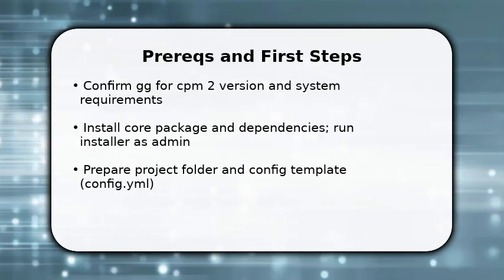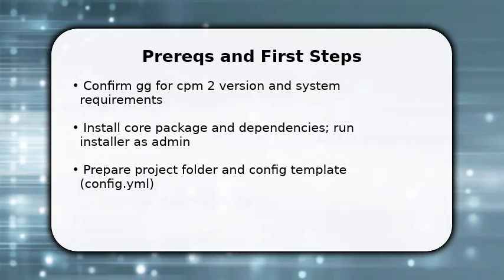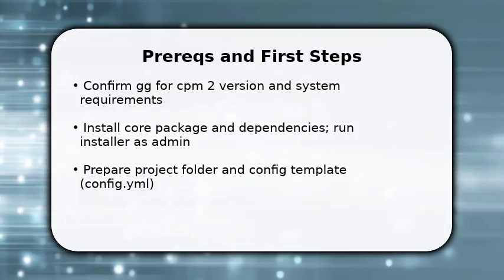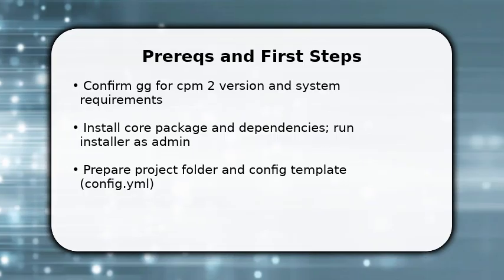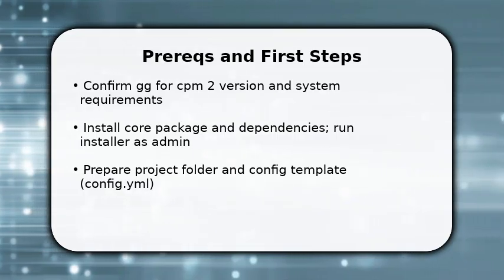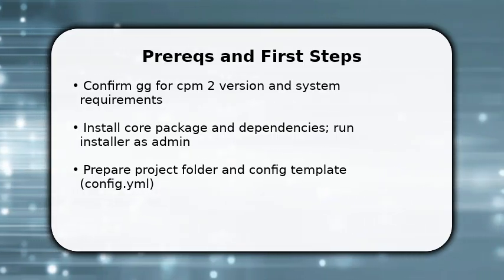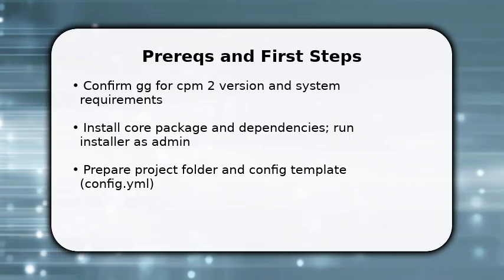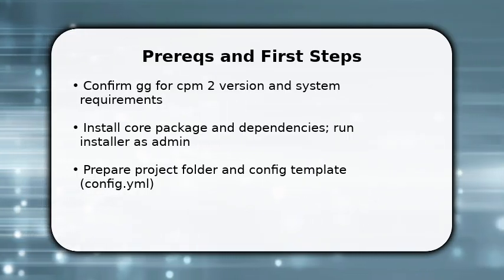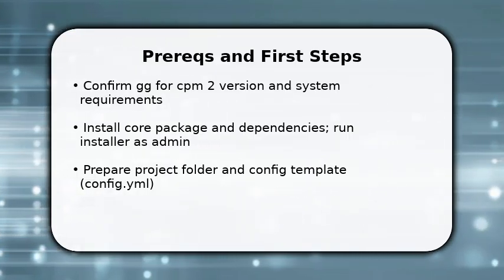You start by verifying the GG for CPM2 build and platform compatibility. Download and install the core package, and make sure dependencies complete without errors. Once done, open your project folder and place the provided config.IML template there. This avoids path mistakes later.